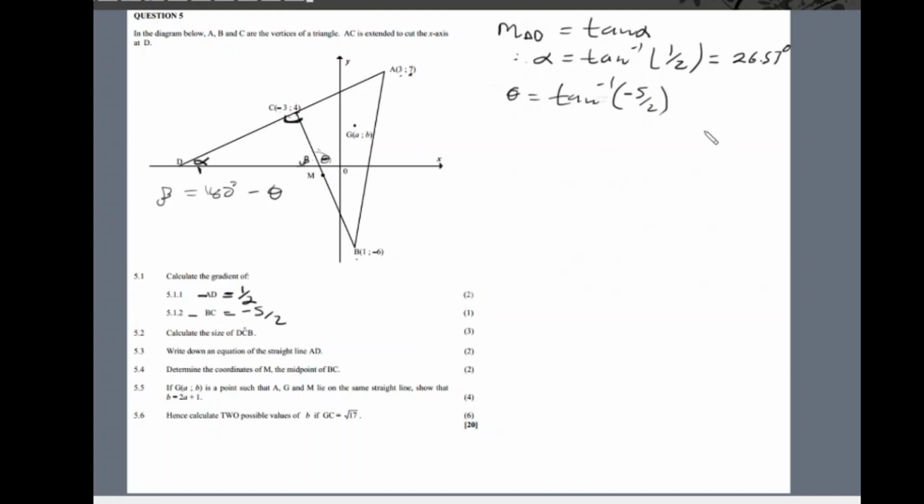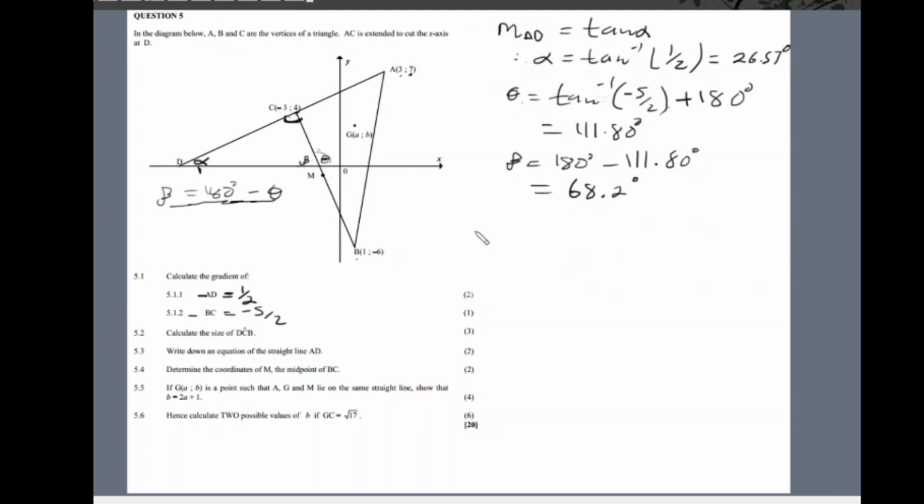So instead I'll add 180 degrees to have a proper obtuse angle. Right, so I'll have theta to be tan inverse of minus 5 over 2 plus 180, which is going to be 111.80 degrees. Right, so now that I have theta, I can go back to this concept of angles in a straight line to calculate my angle beta. So beta will be equal to 180 degrees minus 111.80 degrees, which is 68.2 degrees.